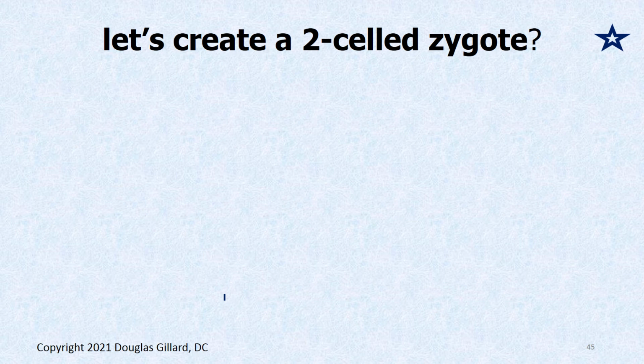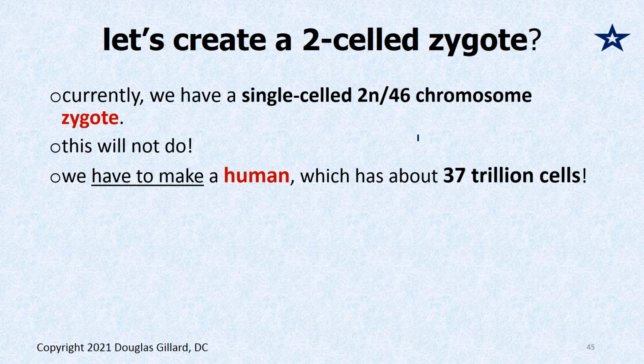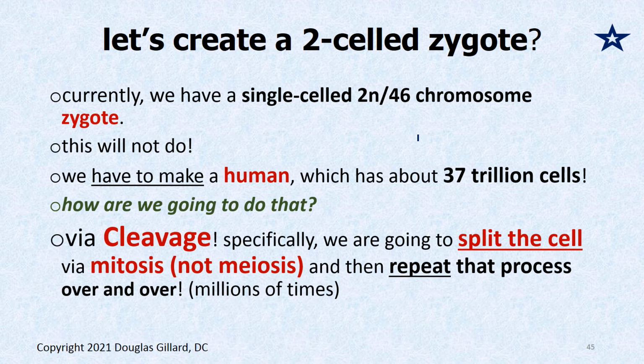Cleavage. So let's get our little human going, because right now we have a one-celled little human called a zygote, and that's not going to do because we have about 37 trillion cells in a human baby. So we've got a lot of work to do. How are we going to do that work? Certainly not by meiosis anymore, but mitosis is going to start happening. Mitosis is still going on. Our cheek cells, our skin cells are still going through mitosis to this very day. That's how you replicate cells, through mitosis.